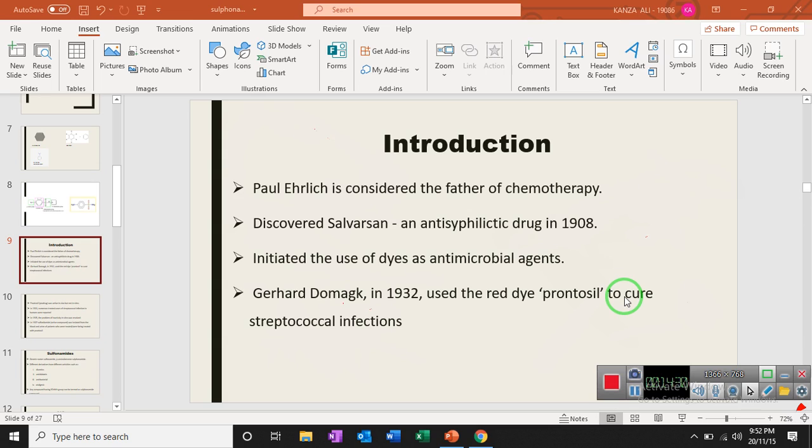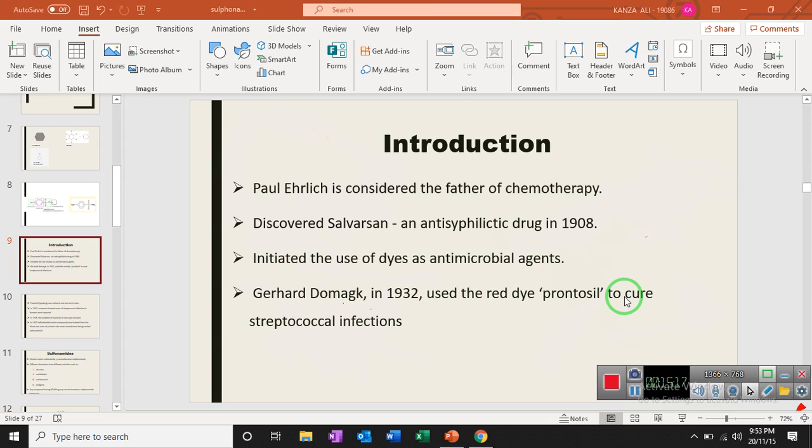Here we have got the sulfonamide. How did we get this sulfonamide? Paul Ehrlich, who is considered the father of chemotherapy, father of drug designing, father of medicinal chemistry, discovered salvarsan, an antiseptic drug, in 1908, and from here we got the lead. This initiated the use of dyes as antimicrobial agents.